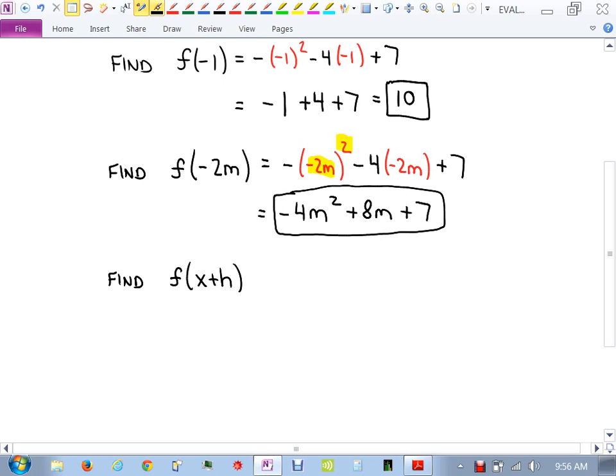So I'm going to rewrite everything again. I have my minus, but then I'm plugging in what? X plus h, that whole thing, squared, right? Minus 4 times that whole thing, x plus h, and then plus 7. Do y'all agree? Now, we need to clean this up, okay? This is what you get when you plug in, but it's not simplified out.